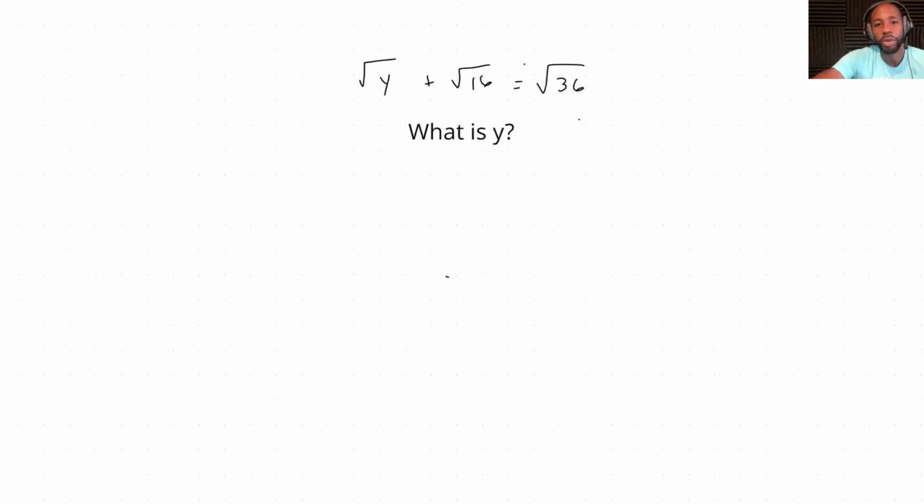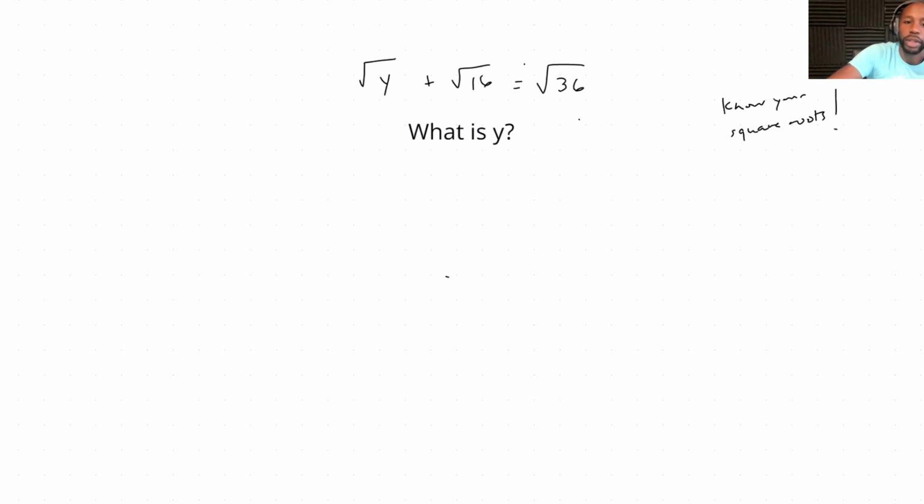Okay, all right, let's go into it. We're given the following equation: the square root of y plus the square root of 16 is the square root of 36. What is y? This can look a little intimidating if you just pay attention to the fact that y is under a square root, but it's not bad at all. Just solve for y. You also need to know your square roots. If you don't already, what's 2 squared, 3 squared, 4 squared, 5 squared? Go up to at least maybe 16, so you can know what the roots of those actual numbers are.